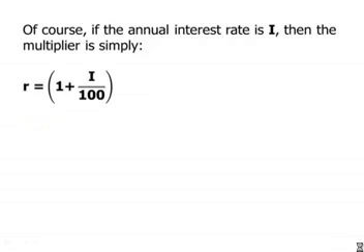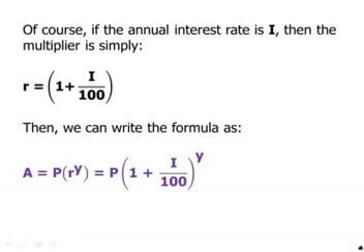We can even be a little more formal about this. Of course, if the annual percentage interest rate is I, then the multiplier for that, we change the interest to a decimal, that is divide by 100, and then add 1. That's how we get a percentage increase. So that's the multiplier for an I% increase. And of course, we're going to be multiplying by that Y times.